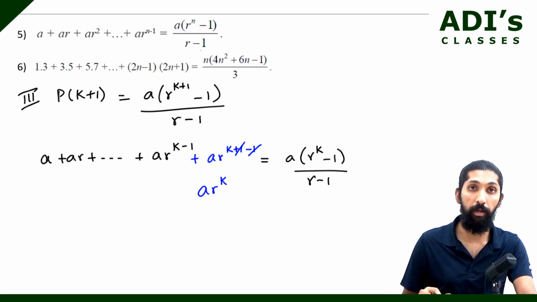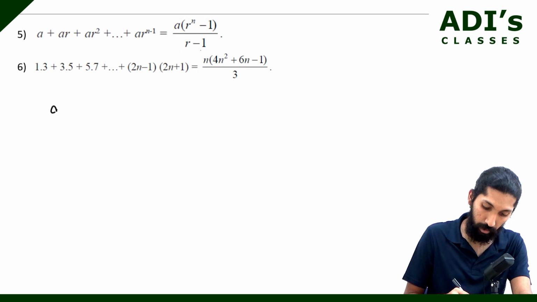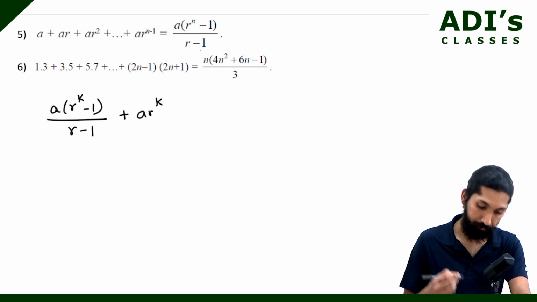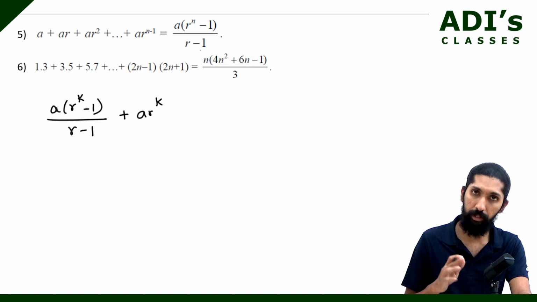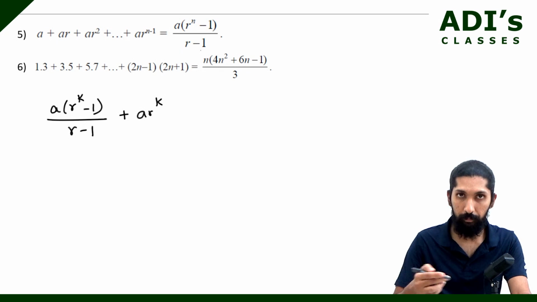Okay, let's do the math. You are going to have a into r to the power of k minus 1 divided by r minus 1 plus ar to the power of k, correct? Take the LCM. Very simple, take LCM. After that, we can take the a common. Okay, it's one and the same anyway.